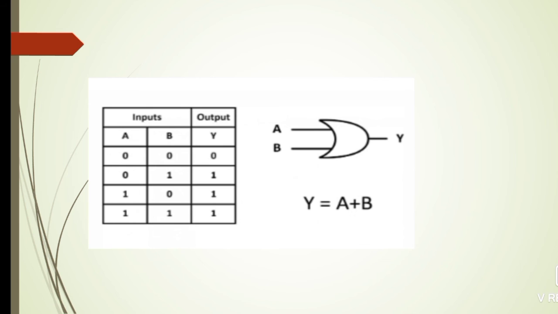In this slide you will see the truth table for the OR gate. If your input is 0 0, then your output is 0. If your input is 0 1, then the output is 1. If your input is 1 0, your output is 1. If your input is 1 1, your output is also 1. The logic gates which are derived from the basic logic gates are called derived logic gates.